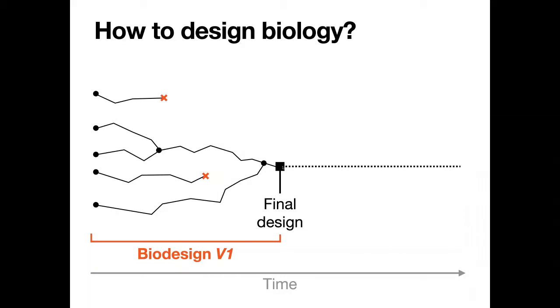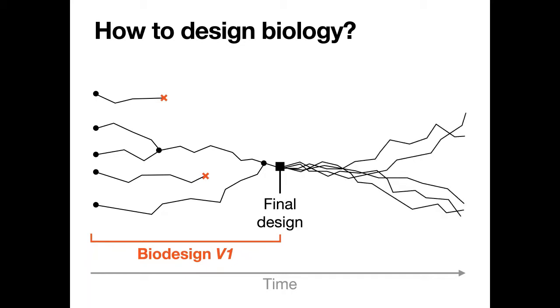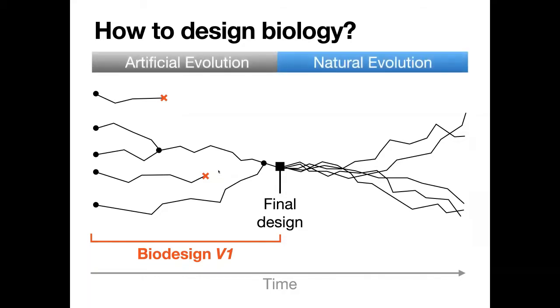Now, in most engineering fields, once you have a design, it won't then change that much when it's used. But for a biological system, this isn't the case. A biological design can potentially evolve over time, and so it can deviate from its original function. And so when we think about biodesign, what we effectively have is a period of artificial evolution, which is basically our design process for version 1, followed by a period of natural evolution where the biological system is actually then put to use.